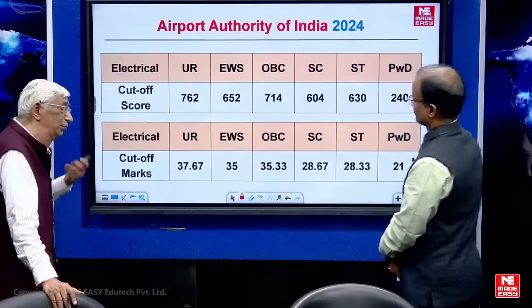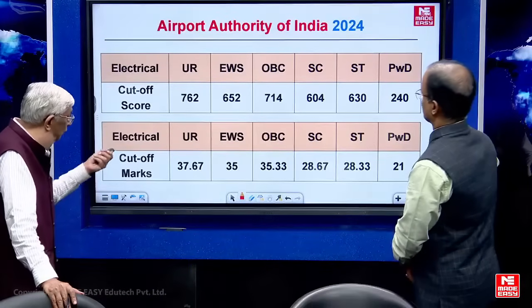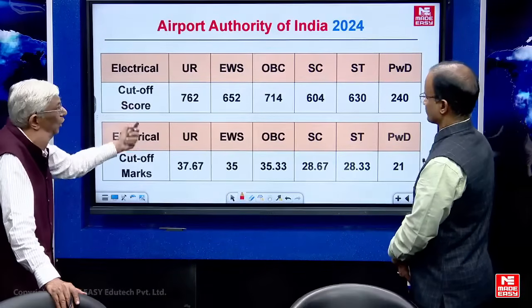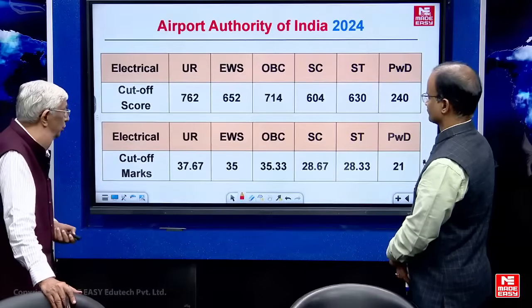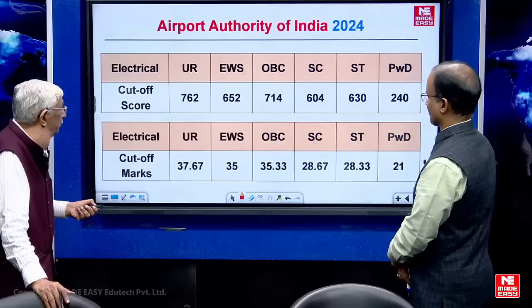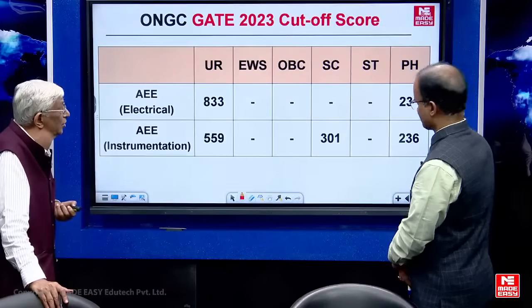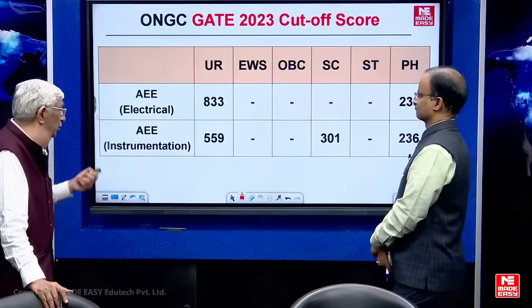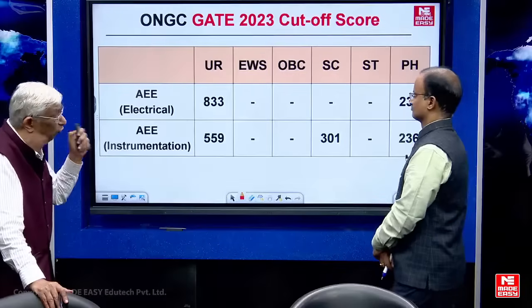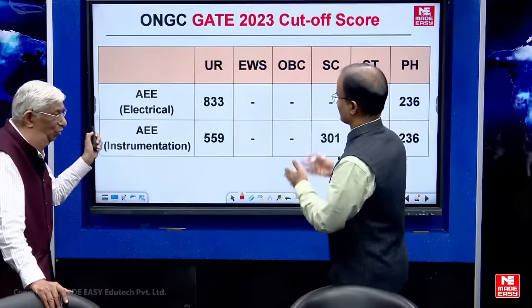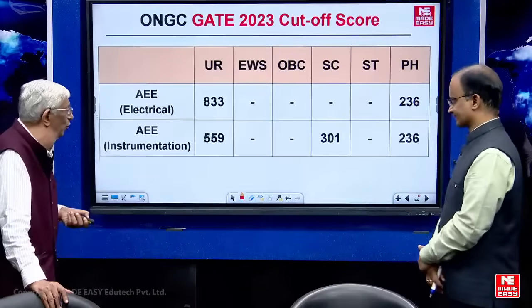Airport Authority of India direct appointment offer, cutoff marks and score. Both are available. It is the score. So it's been mentioned here for electrical. Again, only for academic interest, GATE 23 cutoff scores for electrical and instrumentation for 2023 GATE. But now they are not conducting their own exam. Not applicable anymore.